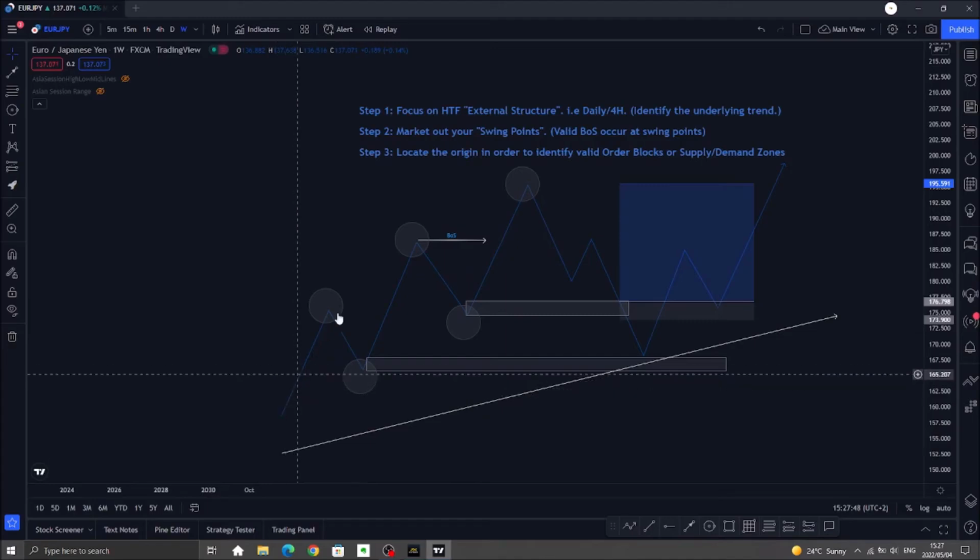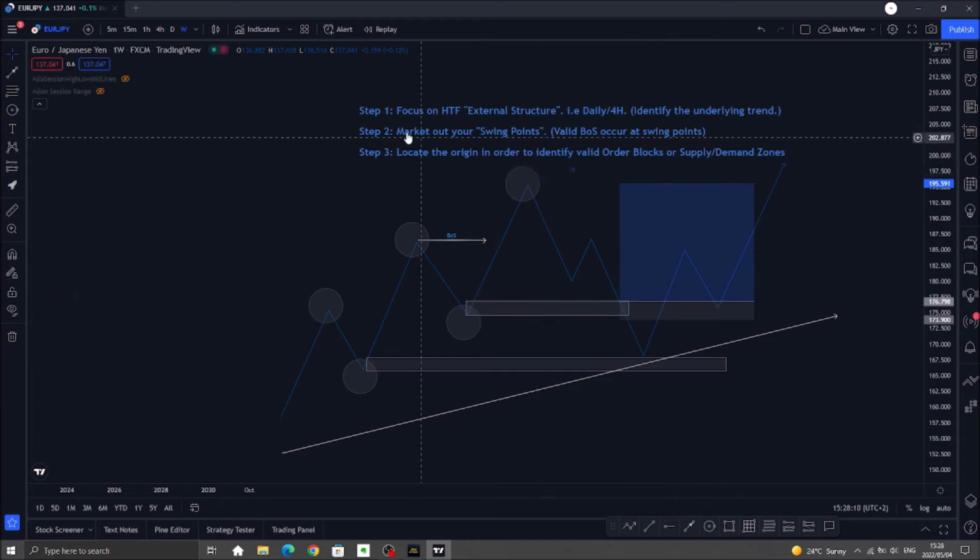So for example, this particular trend here would be a 4-hour trend, and then this particular demand zone would be a 1 hour or 15-minute demand zone that I have marked out, that I have refined on my lower time frames, and then I'd be looking for potential entries in here. All right, now obviously this particular markup, it fails, but you get the gist of it.